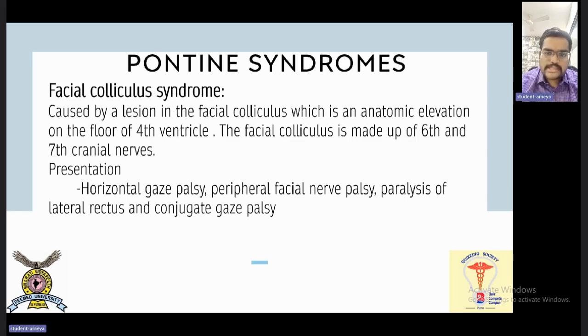Because there is injury to the sixth cranial nerve, there is paralysis of the lateral rectus and conjugate gaze palsy, again due to involvement of the sixth cranial nerve. So mainly in facial colliculus syndrome there is involvement of the sixth cranial nerve and partly the seventh cranial nerve. Because of that, you are seeing three presentations from the sixth cranial nerve, which are horizontal gaze palsy, conjugate gaze palsy, and paralysis of the lateral rectus, whereas only one presentation is due to facial nerve paralysis, that is peripheral facial nerve palsy.